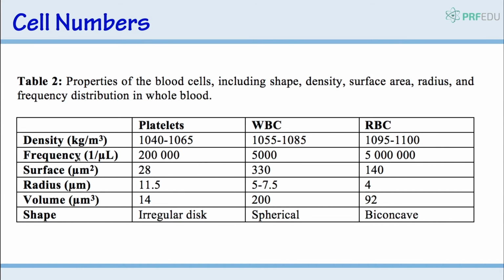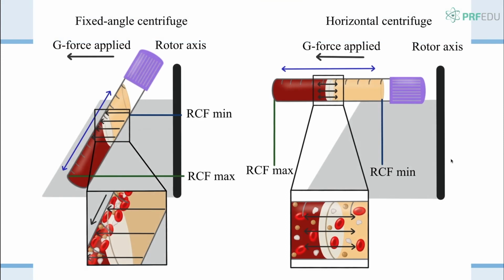Now, the 1 to 1,000 rule, and how important is that? Think of the frequency distribution here. The white blood cells and the red blood cells, as we've seen, are very similar in size. The frequency distribution is 5,000 versus 5 million. So for every one of those white blood cells that's trying to make it to the top, there's 1,000 red blood cells that are coming down. And that's one of the reasons why it's very difficult to separate these layers, okay?